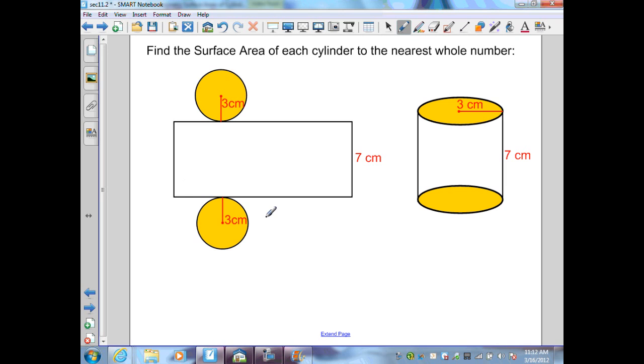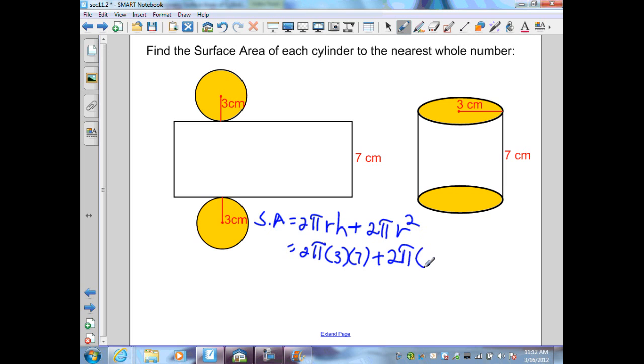To determine the surface area, I use the lateral area, which I know is 2 pi r h, plus 2B, which is 2 pi r squared. When I substitute, I'm going to get 2 pi, r is 3, h is 7, plus 2, because I have two bases, pi, and r squared, which pi r squared is the area of a circle, 3 squared. And when I simplify, I'm going to leave this in terms of pi first.